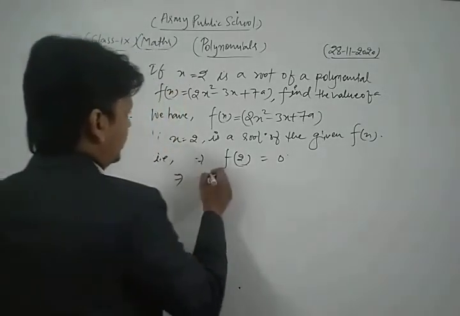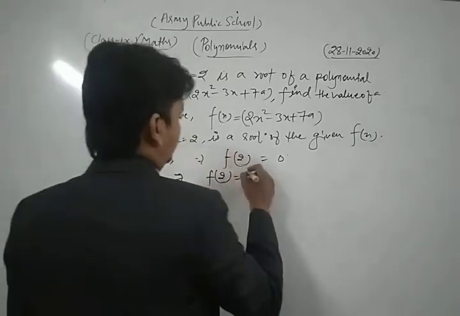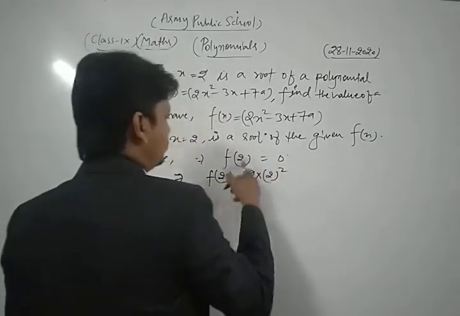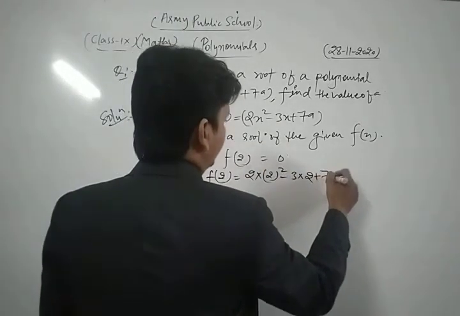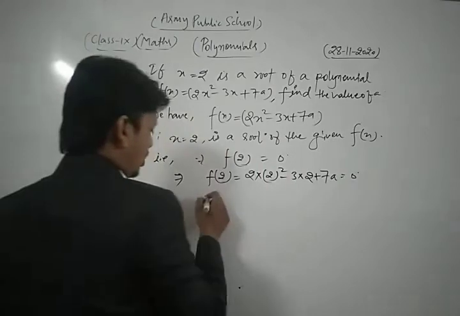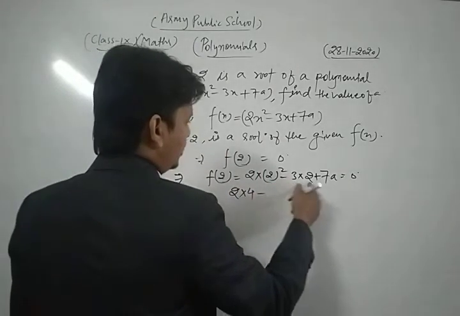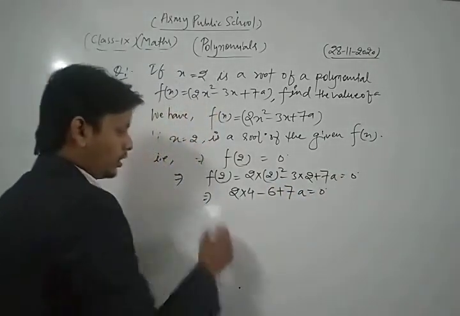So we get f of 2, the value of the polynomial at point 2. We replace x by 2: 2 into 2 square minus 3 into 2 plus 7a is equal to 0. Now we simplify them: 2 into 4 minus 6 plus 7a is equal to 0.